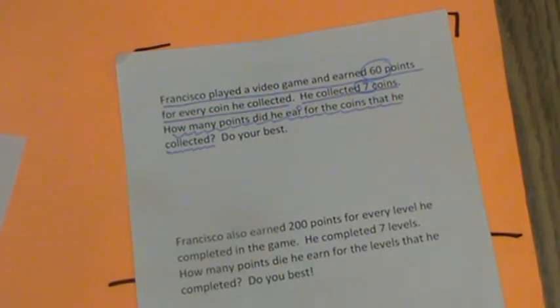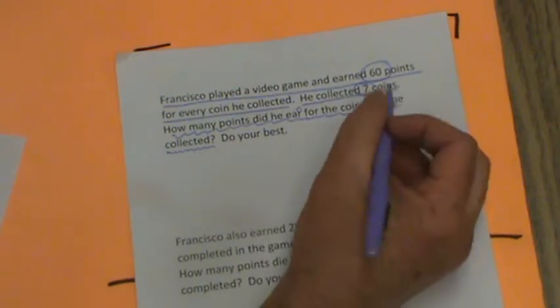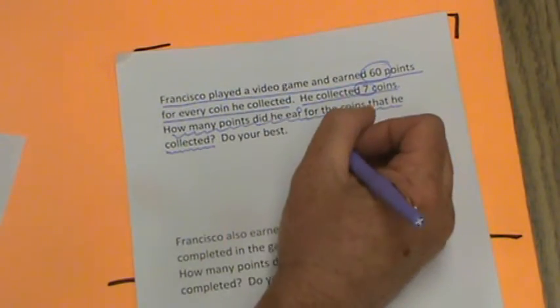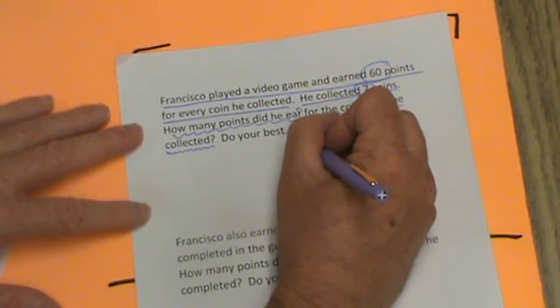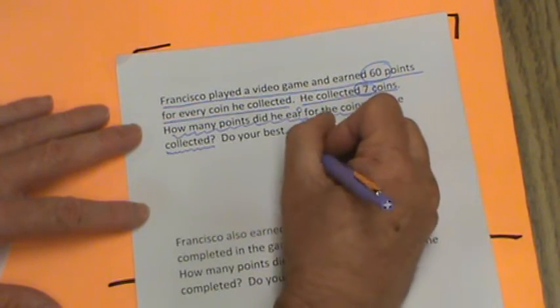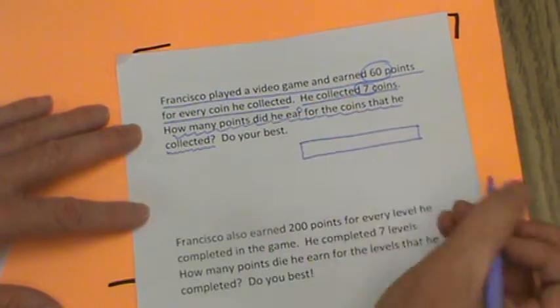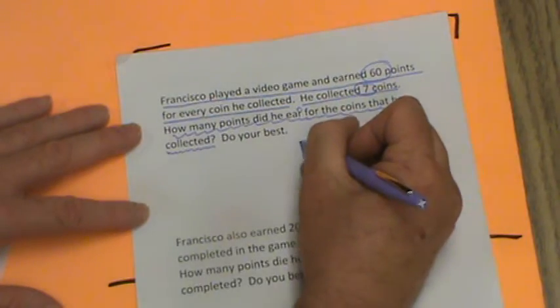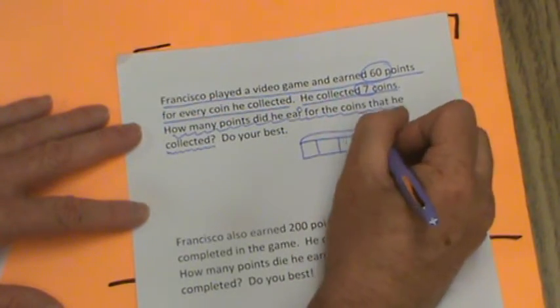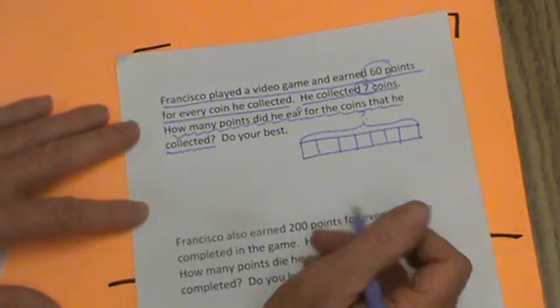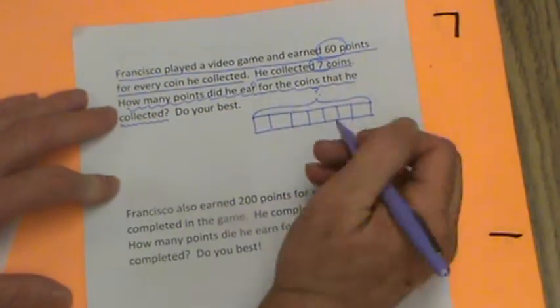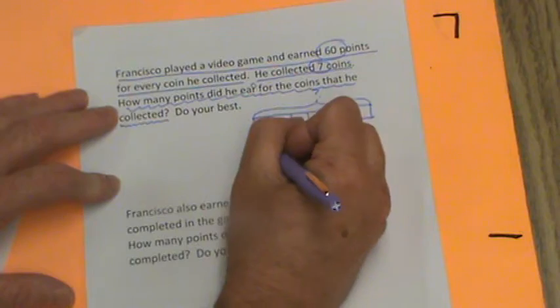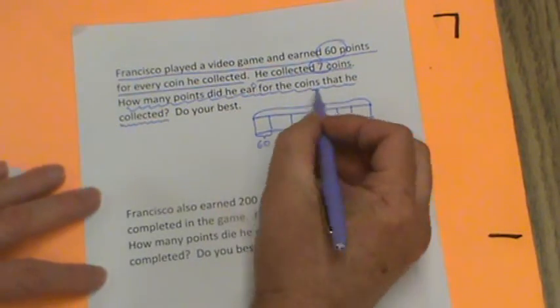So, let's take a look. What do we know so far? We know that Francisco got 60 points for every coin, and he collected 7 coins. So let's go like this. This is going to represent the coins. 1, 2, 3, 4, 5, 6, and 7. This is what we don't know. So what we do know is that he collected 60 points for every coin. So how do we figure this out?